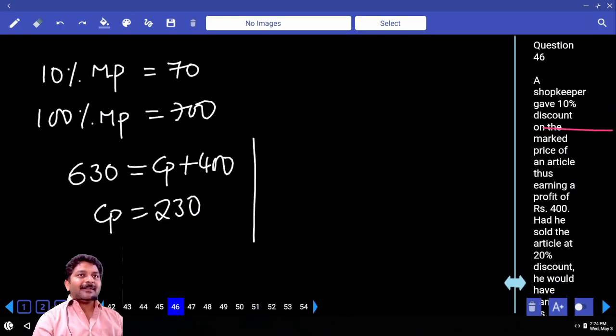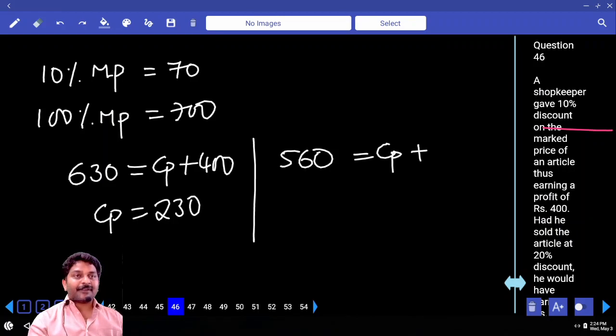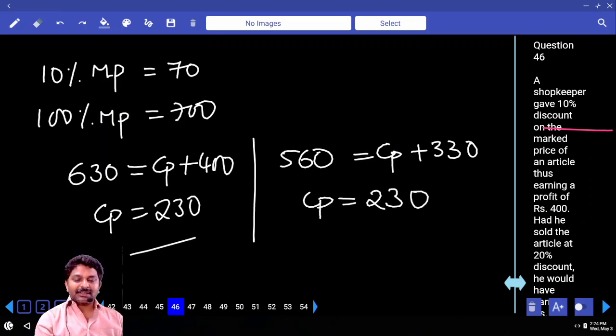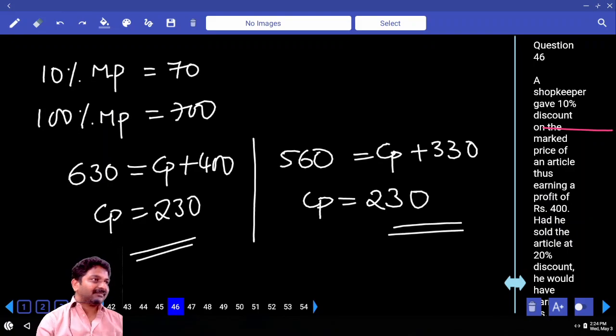Do we need to give 140 discount? If you give 140 discount, how much are you selling? This is also the selling price, which must again be cost price plus profit only. In that case, profit was 330. Cost price is equal to 230. Whatever the case you take, you get the same answer. Okay?